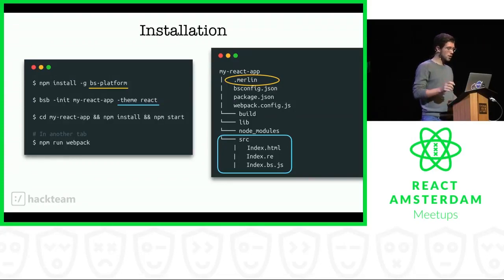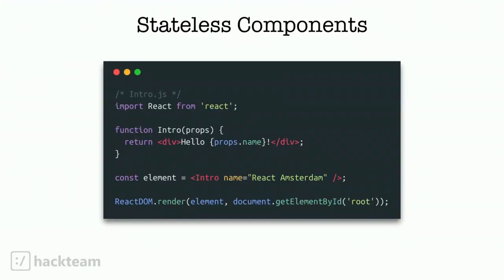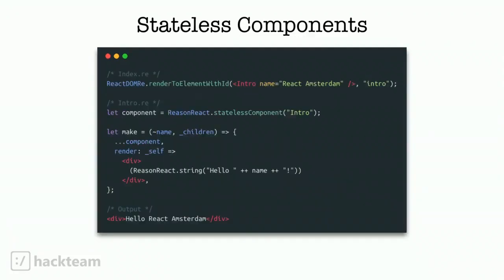So first, let's start by seeing what a Reason stateless component looks like. This is the stateless component you probably remember from all the React applications you've built. We just import React, we create a small stateless component, and we render it using ReactDOM. In Reason, this looks a little bit different. As you can see, we still have the ReactDOM, or somehow a different version of the ReactDOM, where we inject some JSX with a prop called ReactAmsterdam in this case.